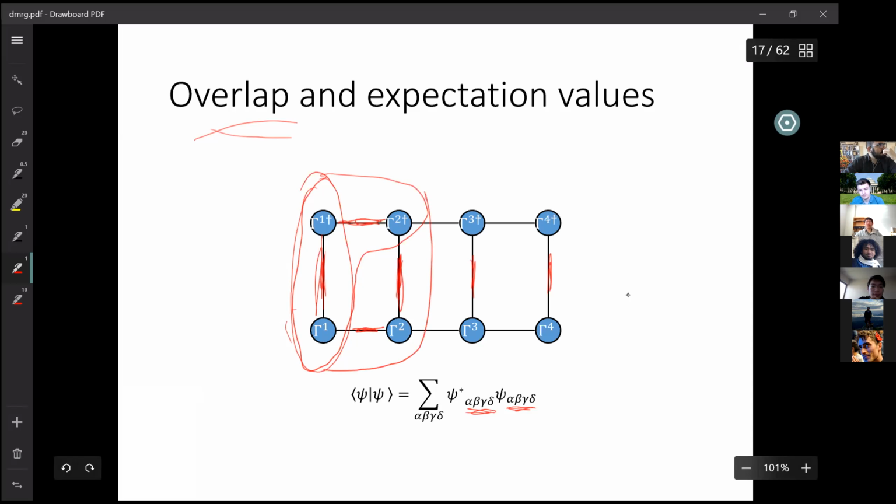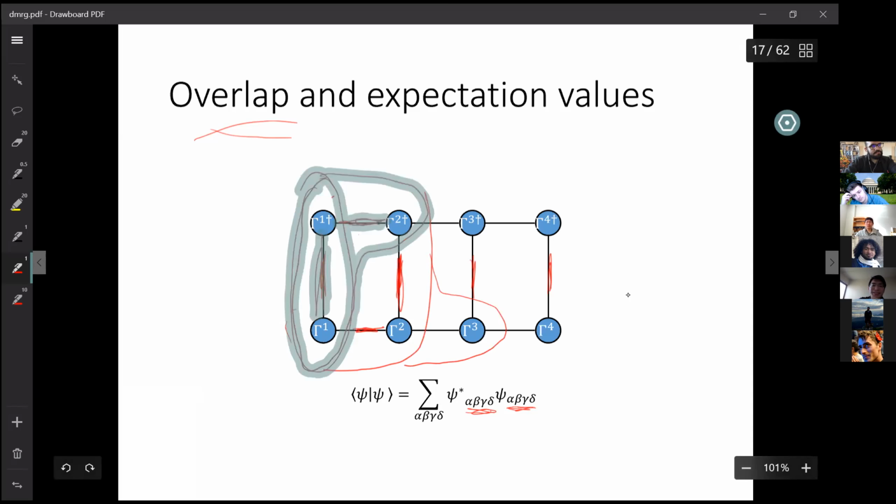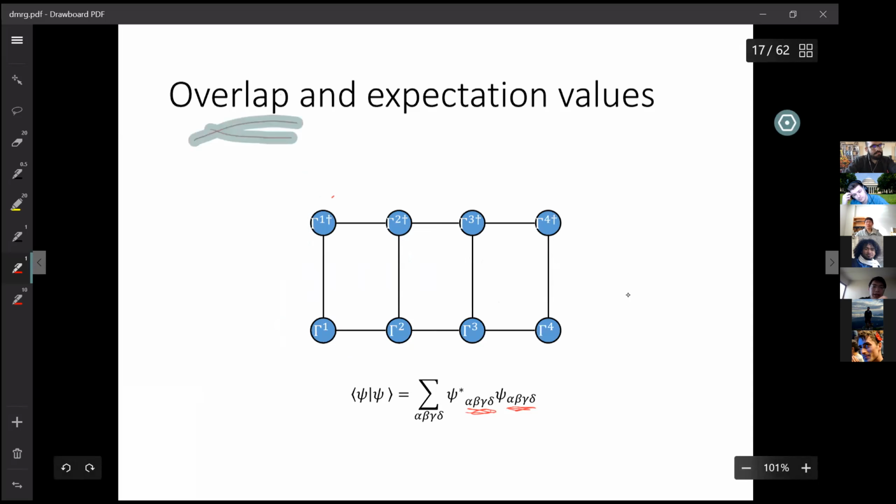Okay. So we can keep doing the contraction. You're just absorbing one tensor at a time. Okay. So in the end, after the entire tensor network is contracted, you end up with a complex number, which is just the inner product.